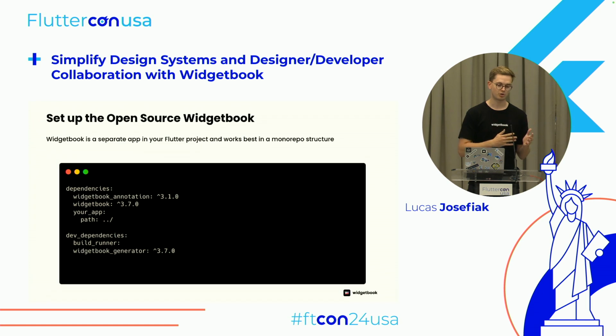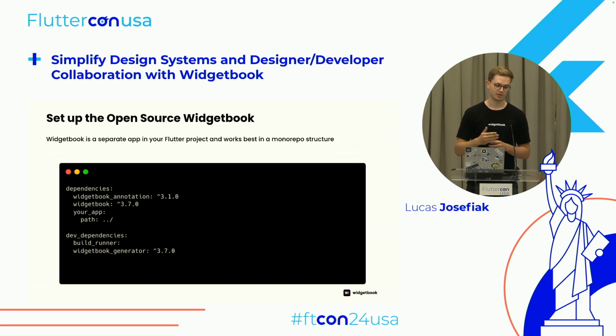So Widgetbook always works as a separate app in your Flutter project, and it works best in a mono-repo structure. With the mono-repo structure, for all of you who are not too familiar with the term, it basically means you have your main app, and in your main app you have a new package that you call, for example, UI library, or you can also just straight call it Widgetbook, where you have all of your reusable components.